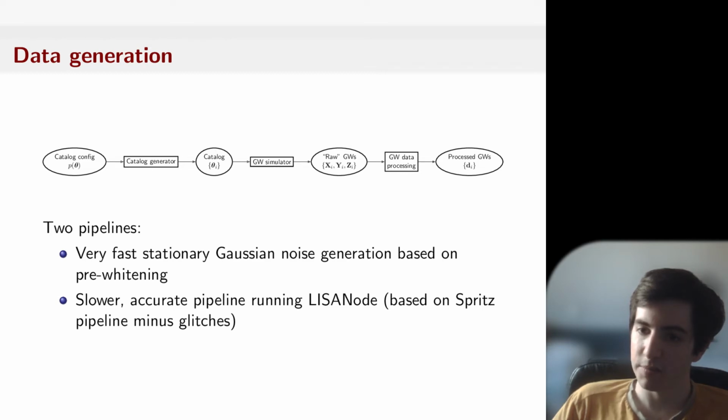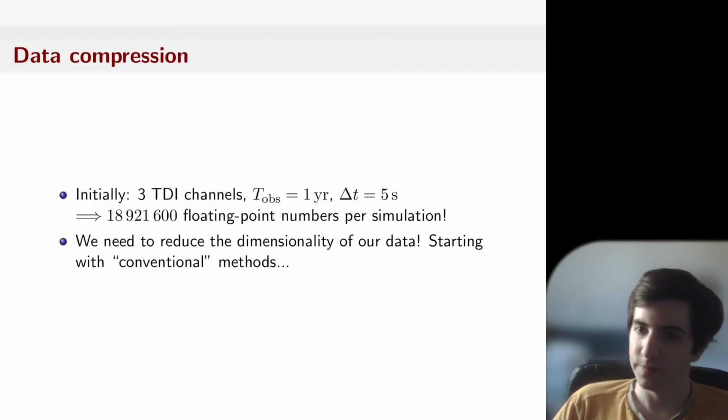Of course, that assumption isn't always very accurate, so we also built a slower, more realistic pipeline that runs the LISA Node instrument simulator for the noise. This pipeline is heavily based on the one used to generate Spritz, which is one of the LDCs, but with some retooling and removing the instrumental glitch generation part for now.